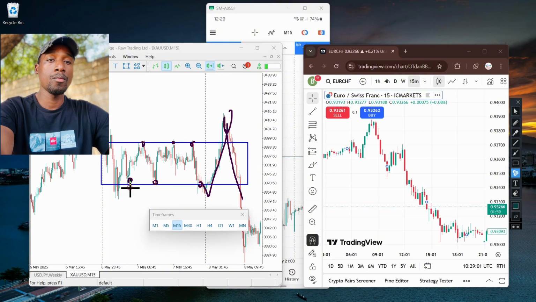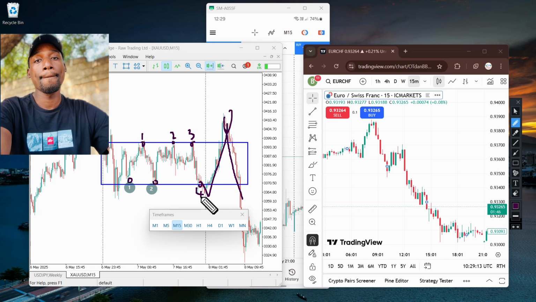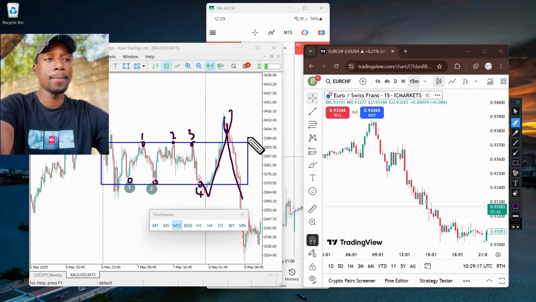looking to make 1, 2. On number 2, you're looking to make a sell. The same here, 1, 2. On number 2, you're looking to make a sell. Number 3, you're looking to make a sell. Number 4, you're looking to make a buy. Do you understand? Using a smaller time frame, you can actually scalp in a smaller time frame.